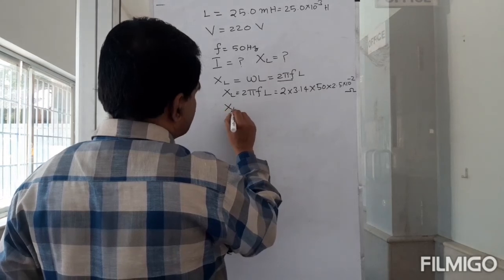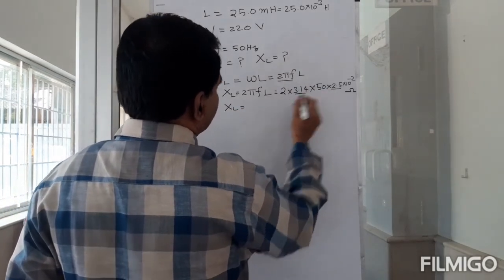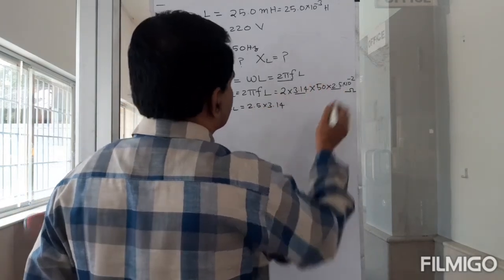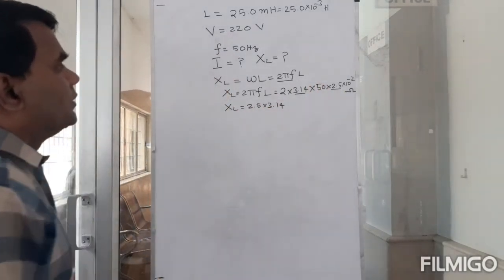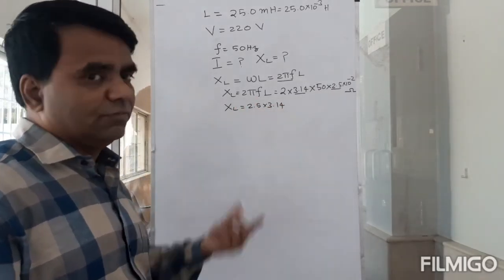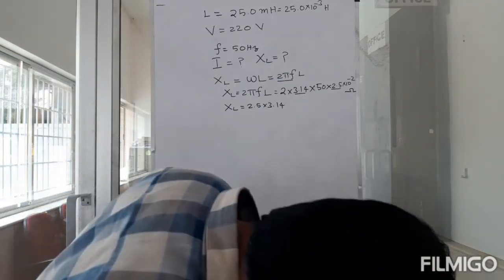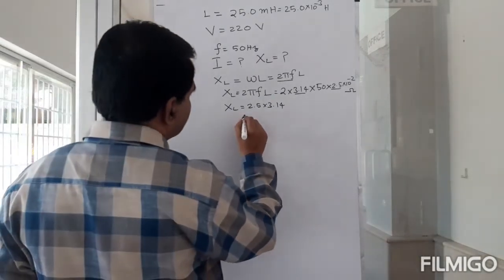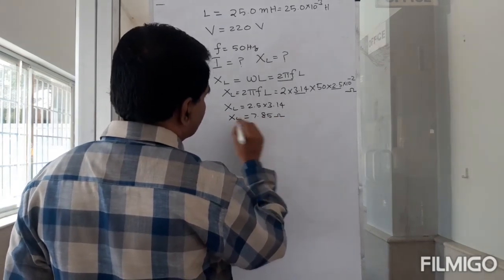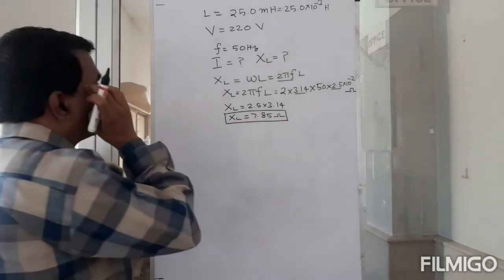So effectively XL is going to be equal to 3.14 into 2.5. So 3 times 2.5 will be 7.5, and then there is a little bit more, so effectively it is slightly more than 7.5. The answer given is 7.85, which makes sense. XL is equal to 7.85 ohms.